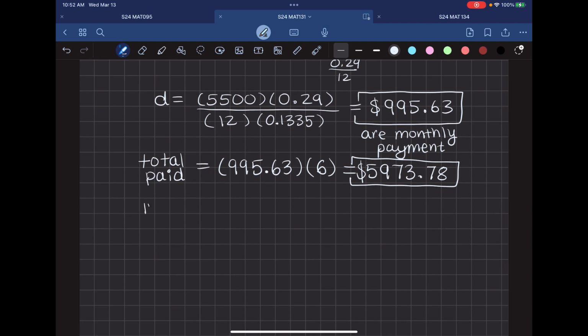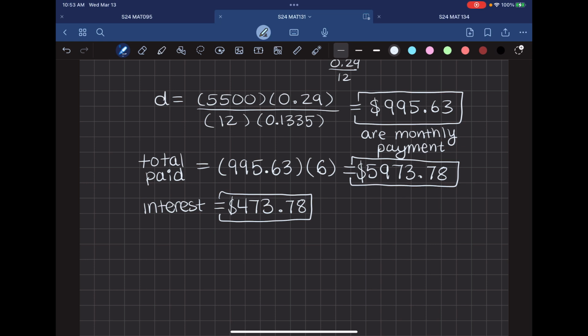which means that our interest is going to be equal to, we'll take our total paid and we'll subtract off the original loan amount of $5,500. So we'll end up getting $473.78 is the interest that we end up paying, right? Basically, that's the amount of money that we're paying for telling the bank, like, hold on, let me carry this loan out for a little bit and make payments and not paying it right on the dot.